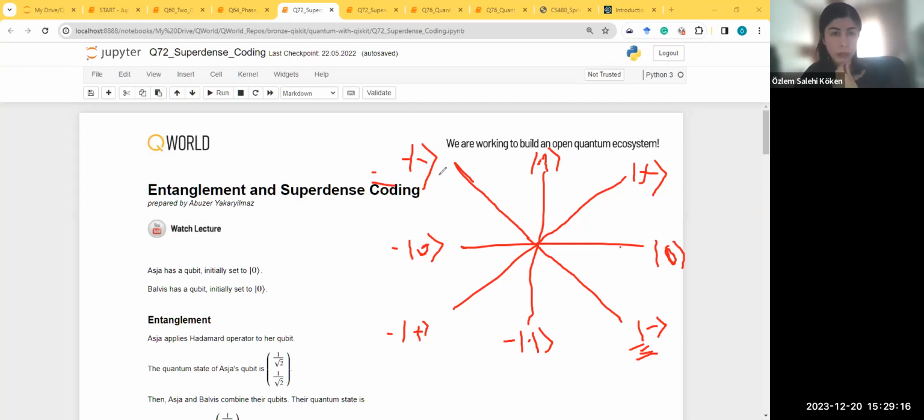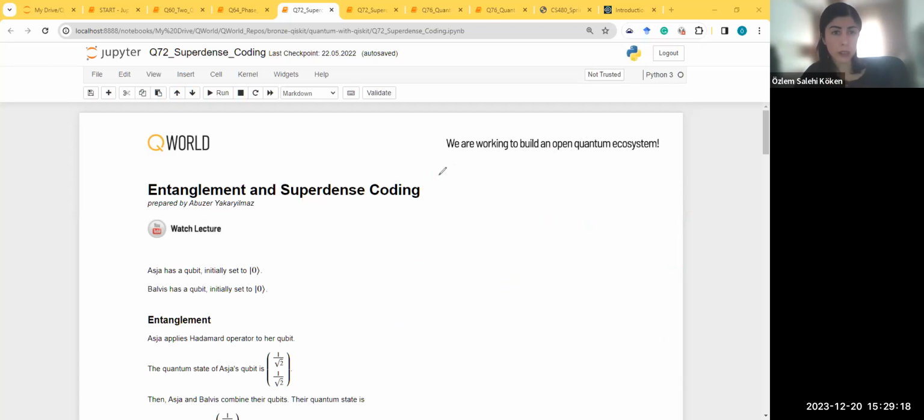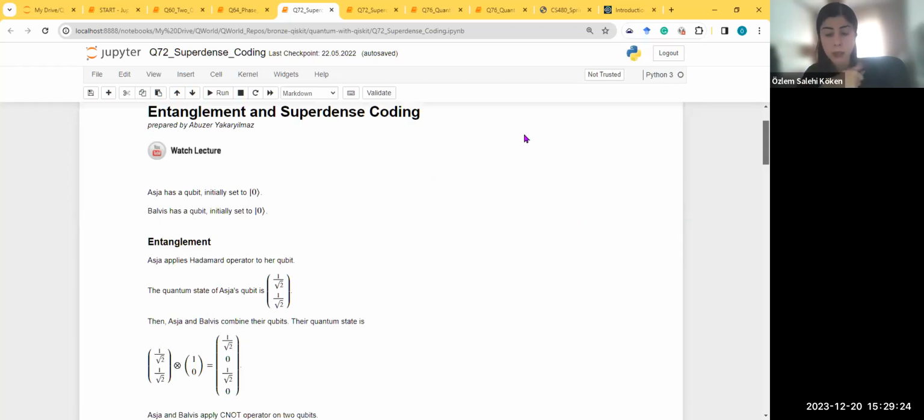Okay, let me delete. And let's start with entanglement. You might have heard the famous quote by Einstein, "spooky action at a distance." This is what Einstein called entanglement. So now let's start with the mathematics and then let's try to understand what's happening.